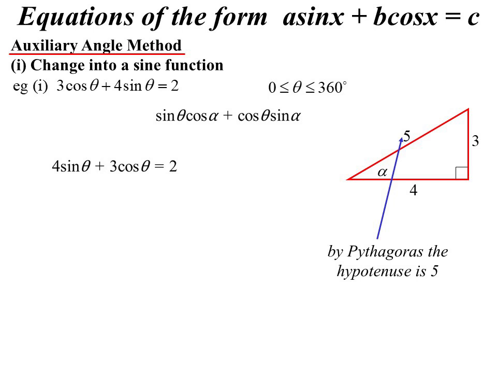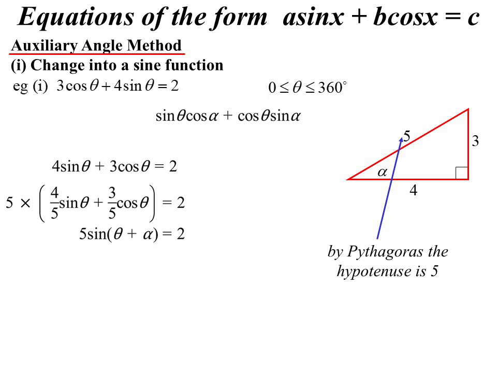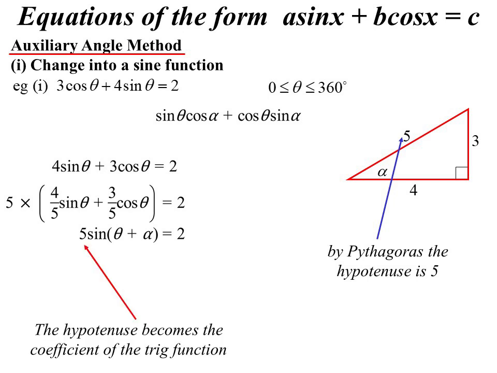So I'm now going to change this equation. Basically, I'm going to divide by 5 and multiply by 5. And then I've essentially got the same equation. But now I've got something that can be a trig ratio. So what I'm now saying is 5 times the sine of theta plus alpha is equal to 2. And alpha is that angle over there I've drawn in the triangle. I just have to work out what that is. But what will happen with this? The hypotenuse will always become the coefficient of my new trig function that I'm creating. So the hypotenuse will always be it. So 5 is going to be that number.